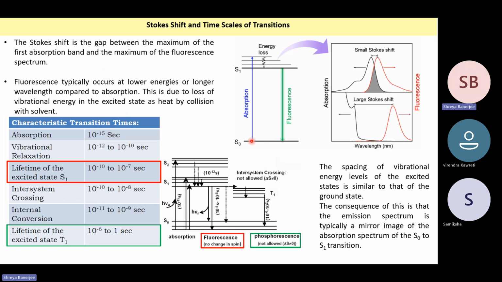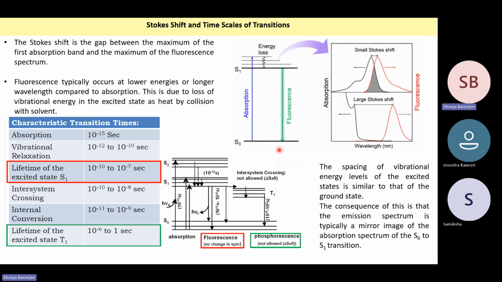Normally, when you go from a singlet ground state to a singlet excited state, that is absorption. Before emission can happen, a certain energy loss happens because S0 and S1 are the electronic energy levels, and these smaller energy levels are the vibrational energy levels. After a molecule has absorbed energy, it can lose some energy by vibration, and then fluorescence will happen. So the energy emitted in fluorescence is always lower than the energy absorbed because there is some energy loss that happens in the vibrational energy levels.